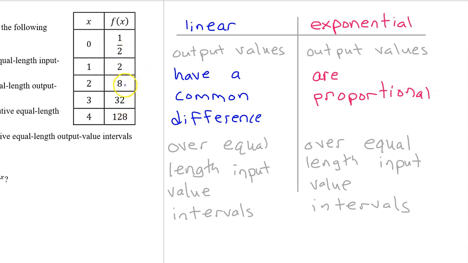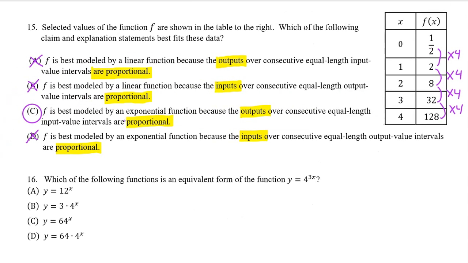For example, 8 divided by 2 is 4. So the ratio for this pair is 4. And then 32 divided by 8 is also 4. It would be the same thing if we checked the other pairs. So it does make sense. The answer is C.